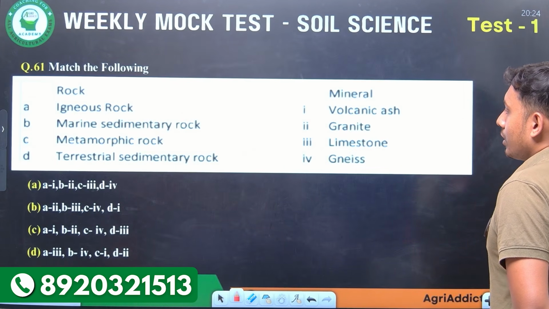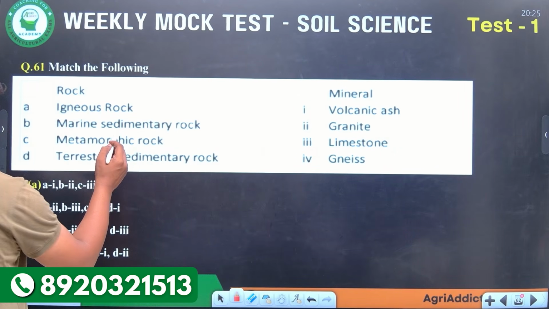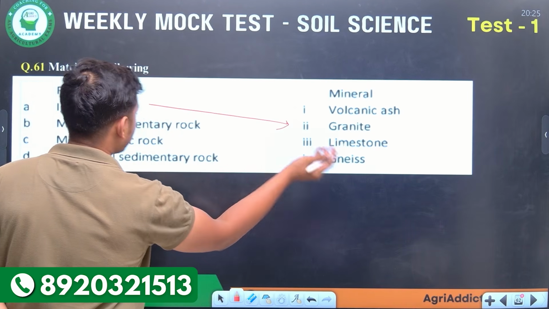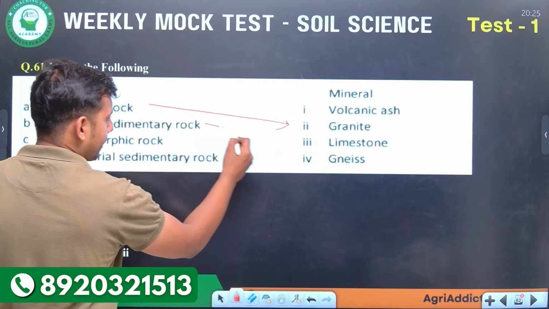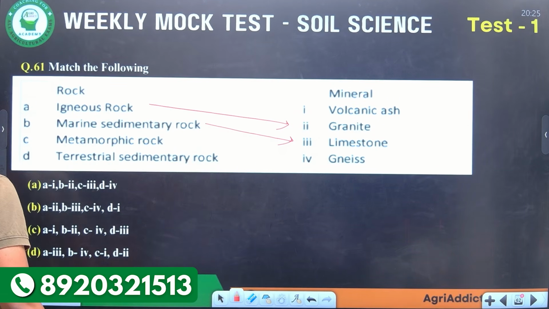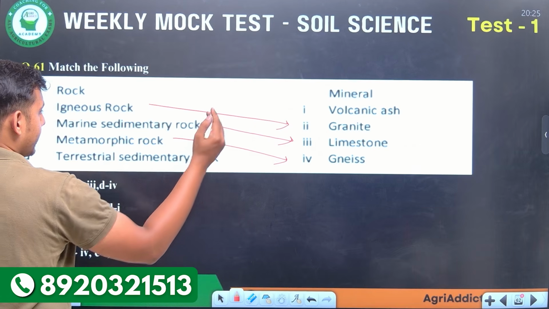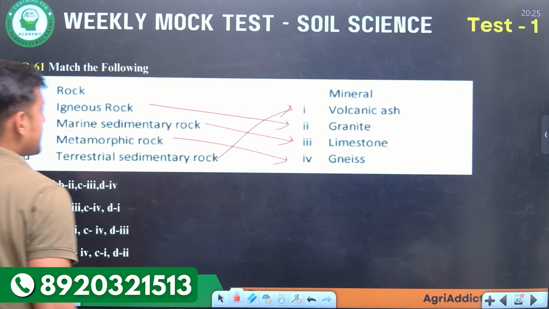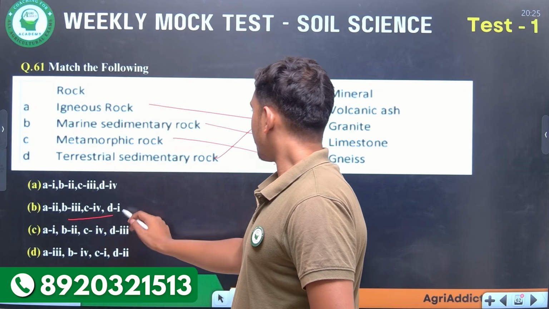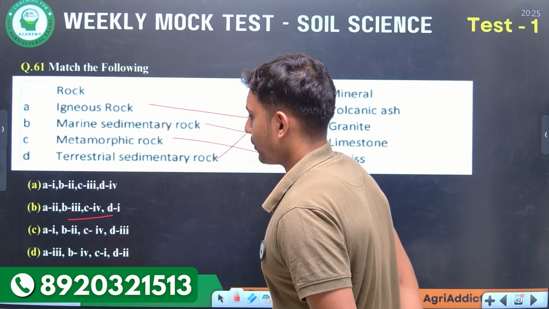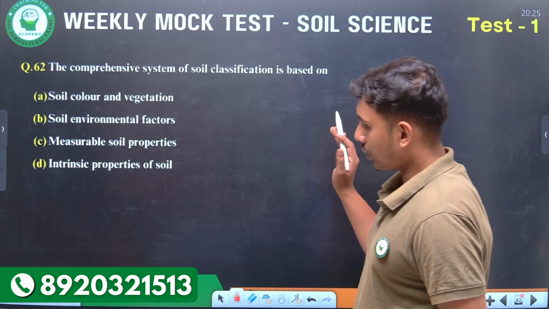Again, matching. Igneous rock: here it is granite. We know that these are the only examples. Marine sedimentary rock: limestone. Then metamorphic rock, granite to gneiss, you know that. Then terrestrial sedimentary rock: volcanic ash. So the option will be A2, B3, C4, D1. Okay, this is right.